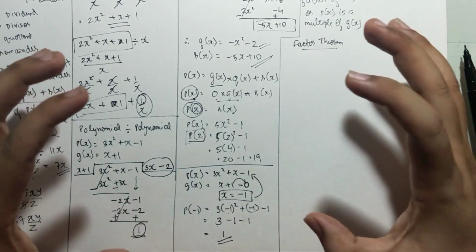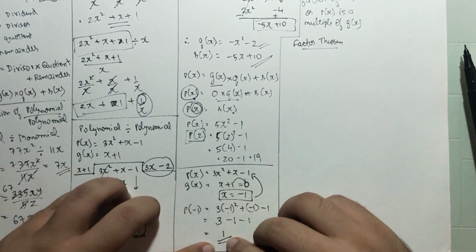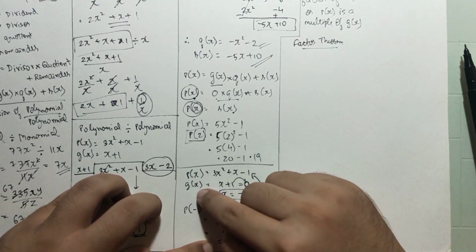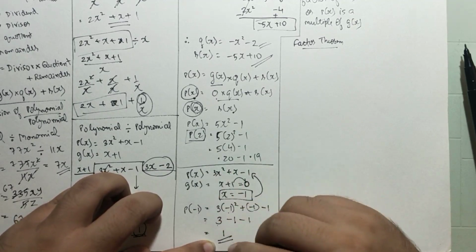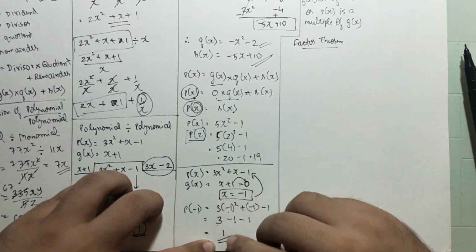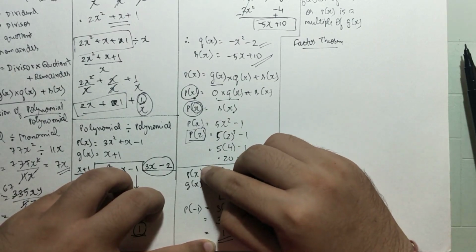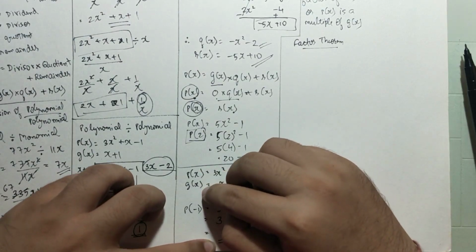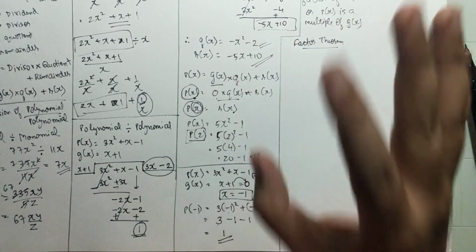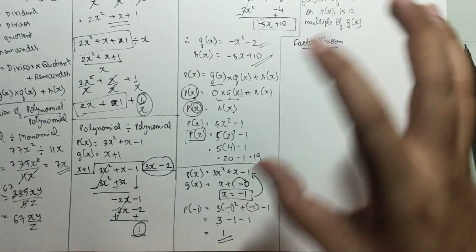In all these three questions, you have to just do this method. The answer you will get will be the remainder. If this remainder comes out to be 0, then g of x is a factor of p of x. If remainder comes out to be 0, p of x is a multiple of g of x. But if answer doesn't come out to be 0, g of x is not a factor of p of x and p of x is not a multiple of g of x. So you understood these three types. This was very important for the next two exercises. So I think this concept is clear to you.